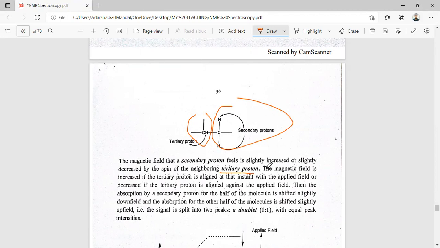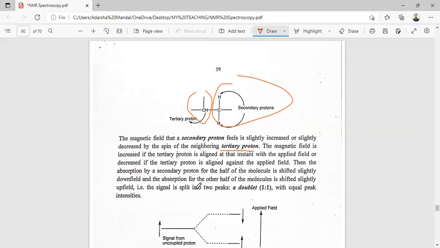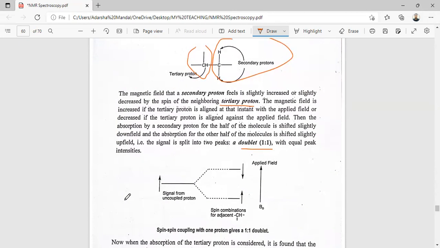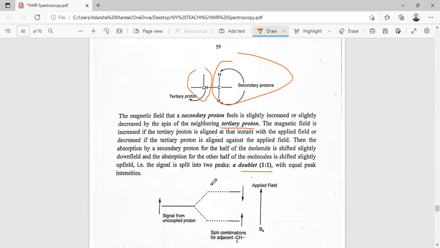So the magnetic field is increased if the tertiary proton is aligned with the applied field, or decreased if the tertiary proton is aligned against the applied field. So then the absorption of the secondary proton for half of the molecule is shifted slightly downfield, and the absorption of the other half of the molecule is shifted slightly upfield. The signal splitting is two doublets with 1:1 equal peak intensity.